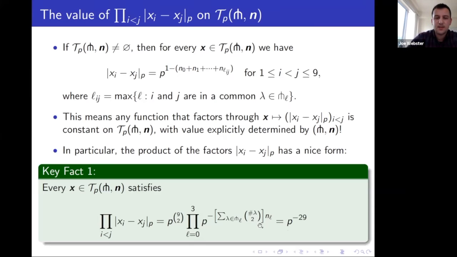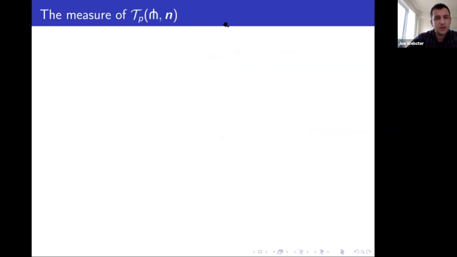But the general thing that's important to remember is that the integrand, once we throw a power of beta on here, is just this power of p times several other powers of p multiplied together, where the exponents are determined, again, explicitly by the pair pitchfork and n. So that is the first key fact. And you can guess that the next key fact is it would be nice to know the measure of this set. So it turns out we can do that too.